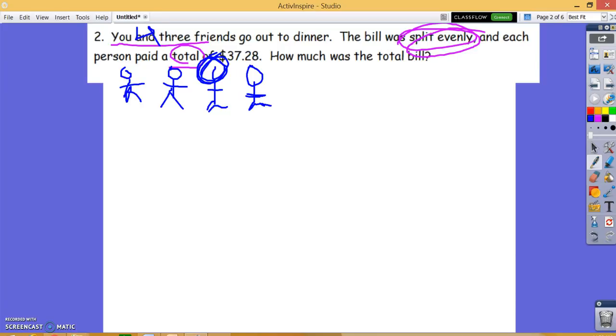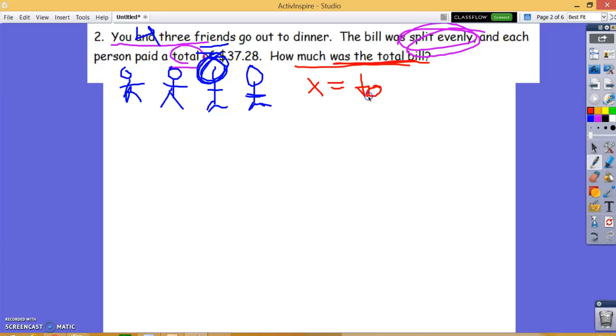The bill was split evenly, and each person paid a total. So I know it's going to be something, something, something equals $37.28. How much was the total bill? So I need to define a variable first because I'm searching for the total bill. That's what I'm going to make x. X is the total bill.